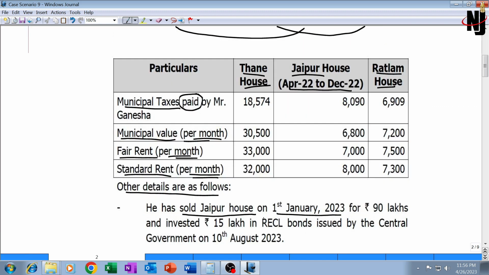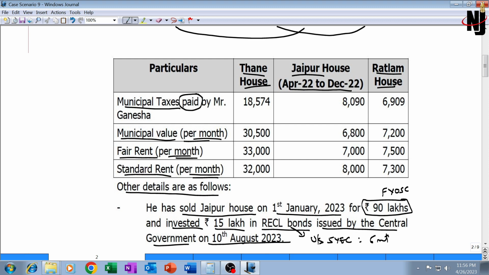Further, he sold Jaipur house on 1st January 2023 for 90 lakh rupees. 90 lakh is the full value of sale consideration, and he invested 15 lakh rupees in RECL bonds, Rural Electrification Corporation bonds, issued by central government on 10th August 2023. Now, investment in RECL bonds will entitle him to claim exemption under section 54EC, provided it is invested within 6 months from the date of sale.